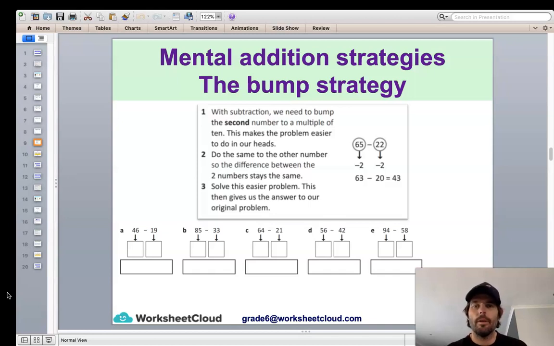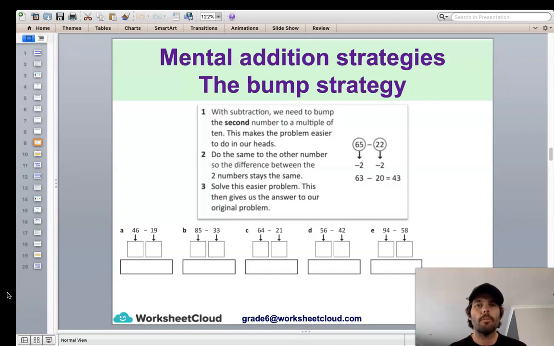It ends in 0. This makes the problem a lot easier to do mentally, in our heads. You've got to do the same to the other number, so the difference between the two numbers remains the same. So if I have 65 minus 22, I'm going to subtract 2 from the 22 to make 20, and then I need to do the same thing to the 65, subtract the same amount. So subtract 2, and that gets 63 minus 20. Now 65 minus 22 is going to give you the exact same answer as 63 minus 20, which is 43. But 63 minus 20, in my opinion, is a lot easier than 65 minus 22.